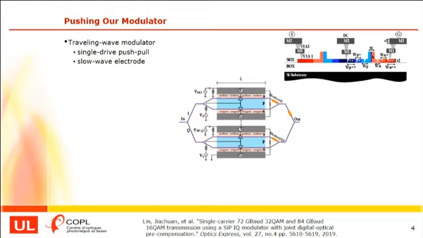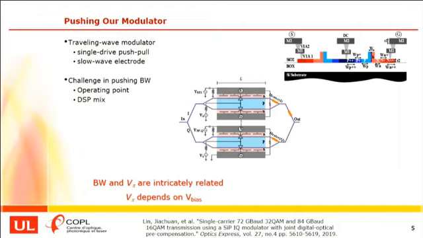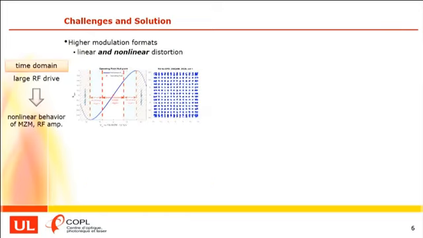There is a slow wave electrode in the design. So the challenges in pushing the bandwidth and the QAM order have to do with looking at the operating point and the DSP mix that we use in order to compensate for the impairments. And why this is particularly difficult in silicon photonics versus other Mach-Zehnder modulators is because the bandwidth and the V-pi of the modulator are intrinsically related. So if we try to increase one, we'll have a different impact on the other. And that's because the V-pi in a silicon modulator depends on the bias point, the operating point of our modulator.